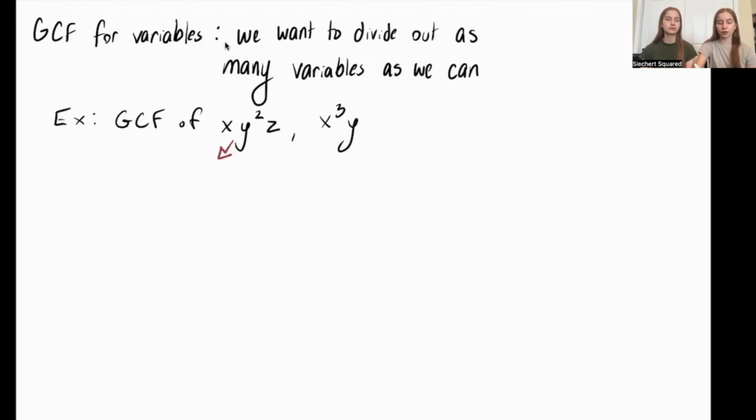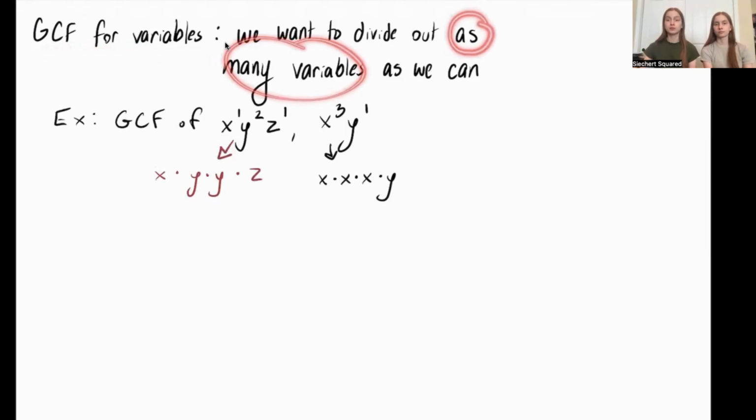So for the left term, there's no exponent, so really it's an x to the first and a z to the first. So we have 1 x multiplied with 2 y's multiplied with 1 z. And then for the right term, we have a y to the first if it doesn't have the exponent. So we have 3 x's multiplied together and 1 y. And from there, we want to do the same thing as before. Remember our GCF for variables, we want to take out as many variables as we can. That's our goal. So let's go letter by letter.